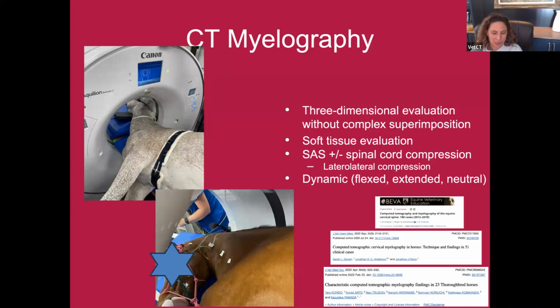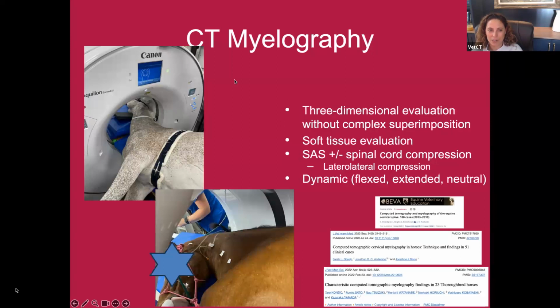And probably the biggest benefit of this over radiographs is that we can identify lateral compression. So when we talk about radiographs, we're talking about compression of that dorsal contrast column or that dorsal subarachnoid space, but we really can't tell if they're squished from side to side on radiographs. So we're missing a whole component of the picture that we can see in CT.